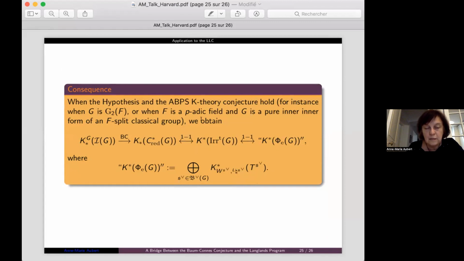But this will give us a map, and of course it will be very interesting to have a direct map going from the left to the extreme right. But this is not done yet.